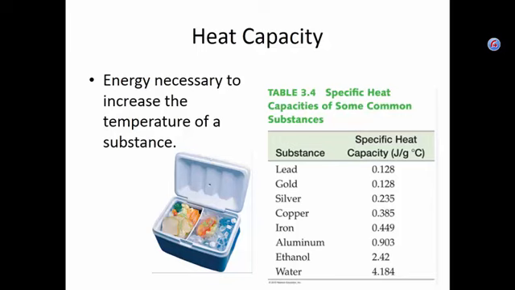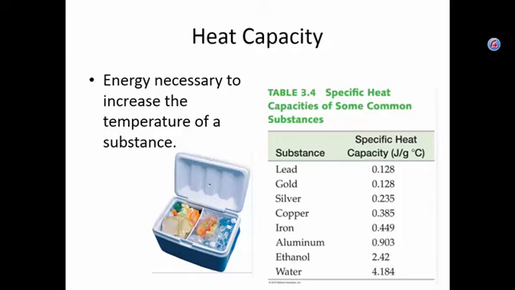Okay, so how we're going to use this in our lab is with the idea of heat capacity. The heat capacity of something is the energy necessary to increase its temperature. So some things are easier to heat up than others is the basic idea here. We're showing, it looks like somebody's going on a picnic and they put all their food in this cooler to keep it cool until they're ready to eat it.